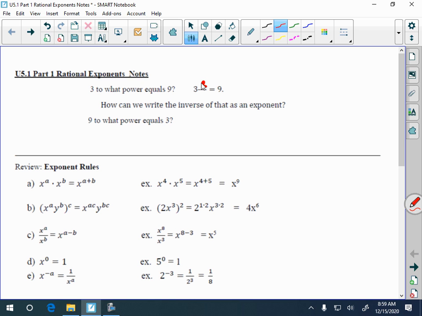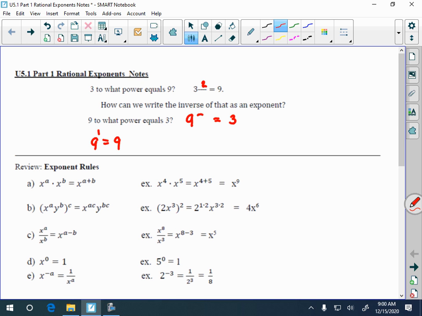Now how can we write the inverse or the opposite using exponents? So 9 to what power would equal 3? So we could put some numbers in there to kind of guess and check. Well, we know 9 to the first is going to be 9, right? We know 9 to the second is 81. It's getting too big. We want it to be 3.